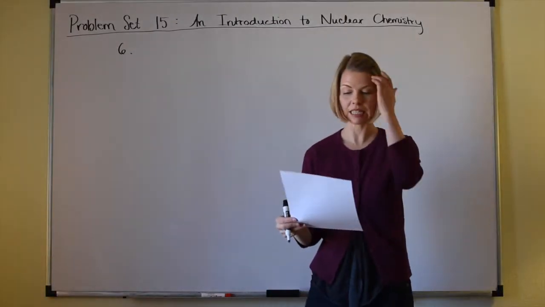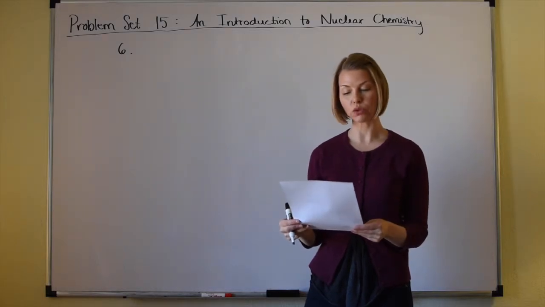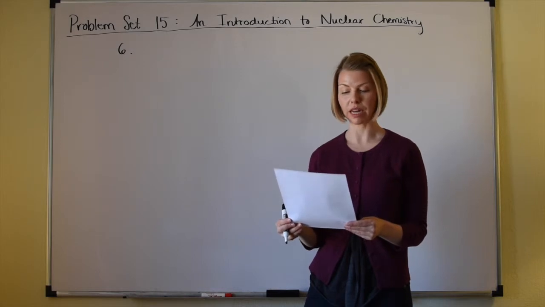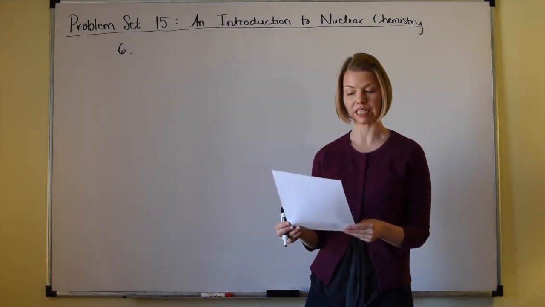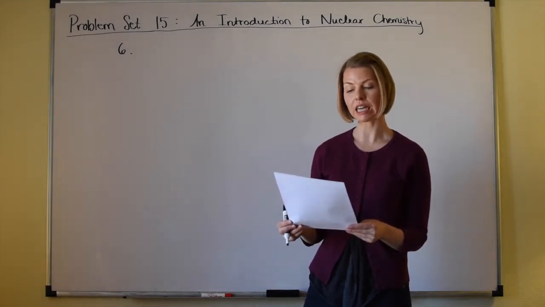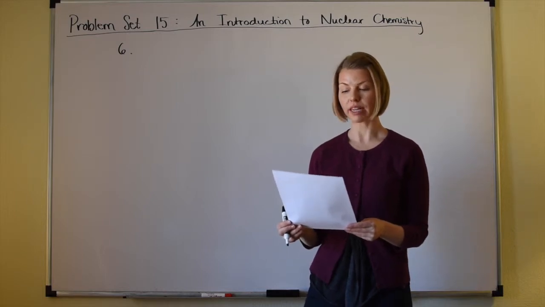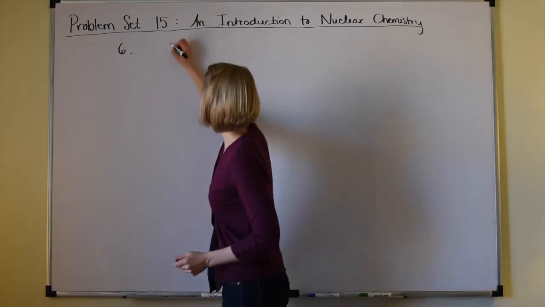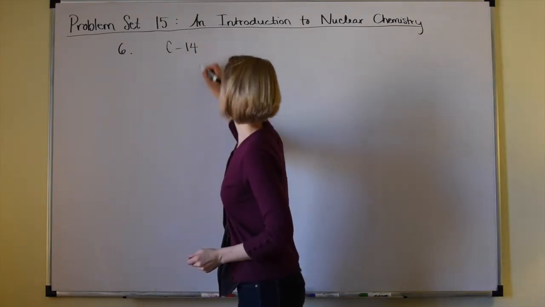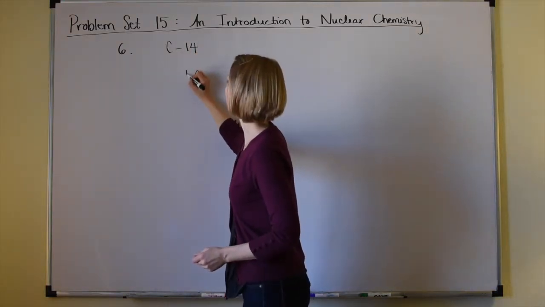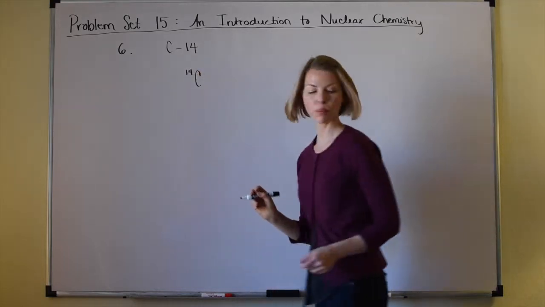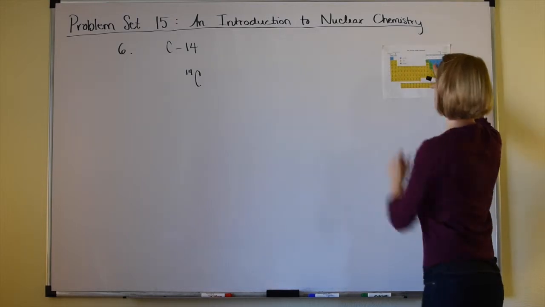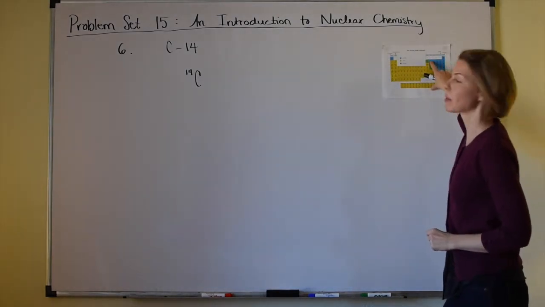Okay, number 6. Carbon-14 is used for radioactive carbon dating and can date artifacts between about 1,000 and 20,000 years old. Carbon-14 undergoes beta decay. Write an equation to show the decay of carbon-14. Okay, so first thing we need to do is write the appropriate symbol for carbon-14. So find carbon and find its atomic number.